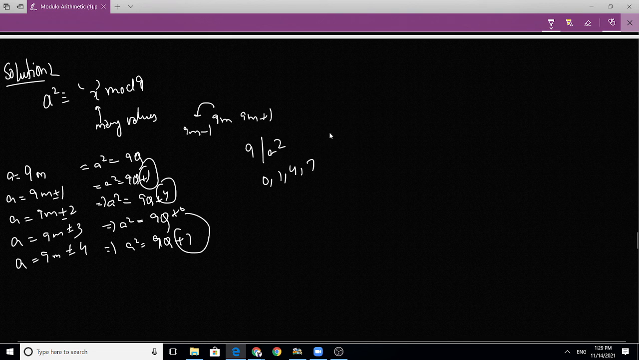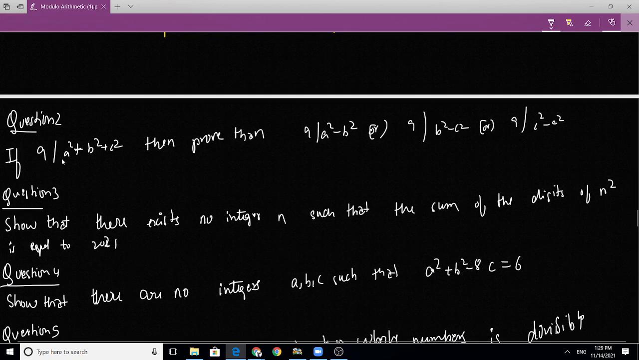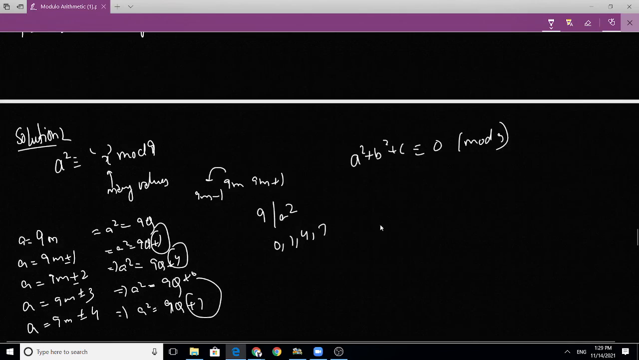So let me write the possible cases. I know that a square plus b square plus c square is congruent to 0 mod 9, because I know that 9 divides a square plus b square plus c square.